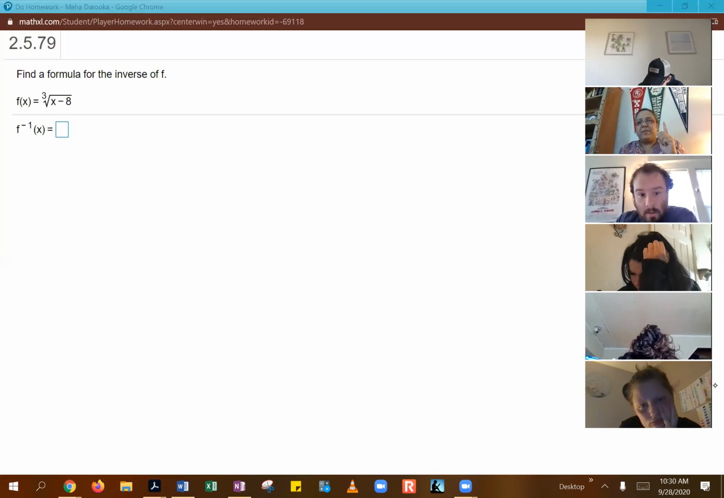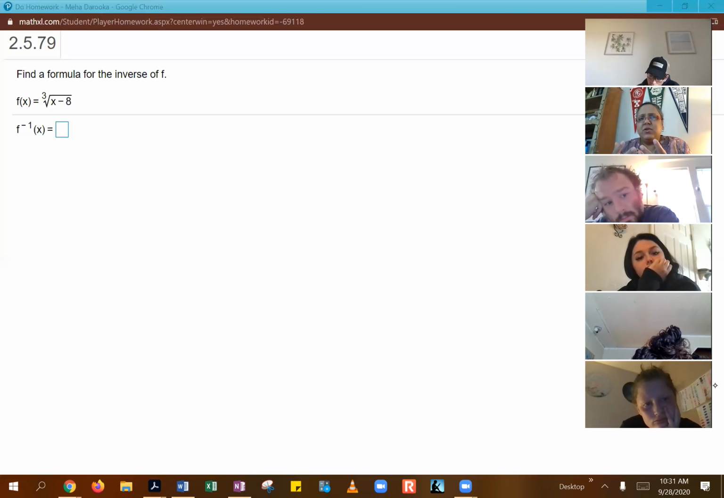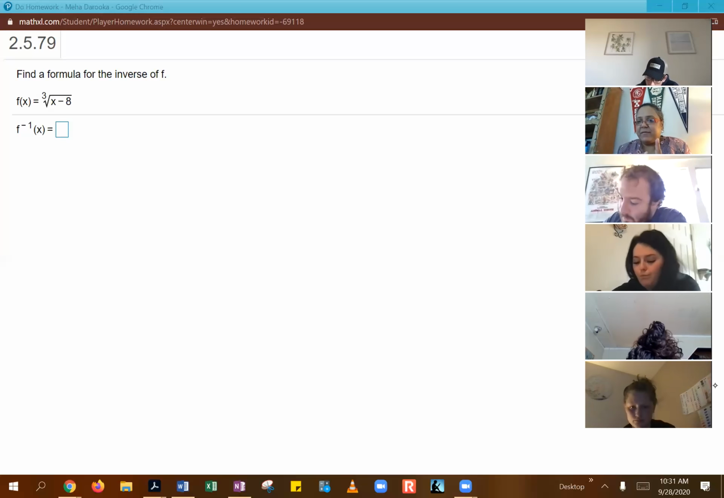Remember, again, start by replacing the f of x with y. So you should have y equals cube root of the whole thing, x minus 8. And then you're doing the switch, right? To replace the x with the y and the y with the x. Then the idea is, how would you get rid of the cube root? So think about that. If you were solving for a number, how would you get rid of your cube root? That's the same process you have to use over here. Once you get rid of the cube root, then it would be a matter of getting y by itself.